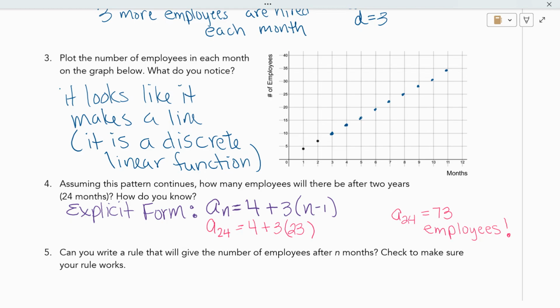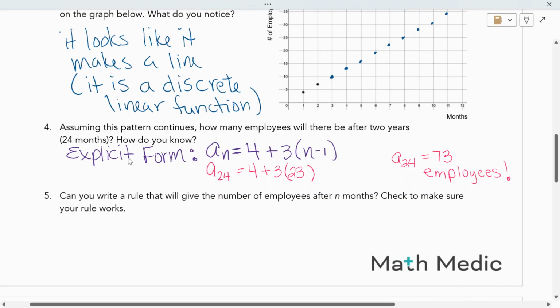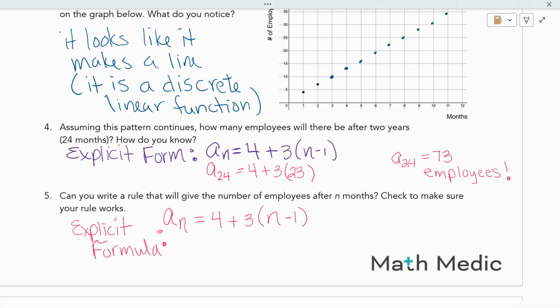Can you write a rule that will give the number of employees after n months? Well, we already did that. That's what this explicit formula is. So we're just going to rewrite it. A sub n equals 4 plus 3 times n minus 1. This is the explicit formula. Does that make sense?